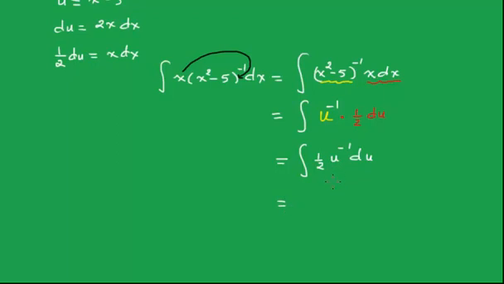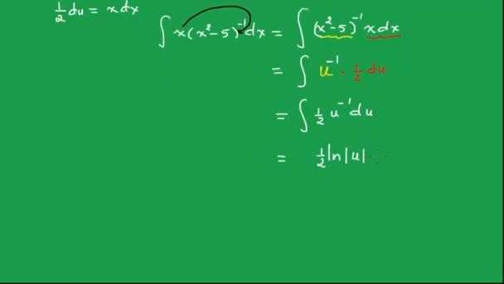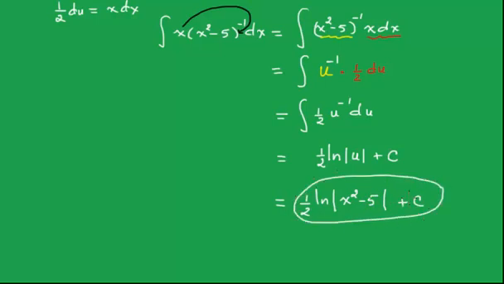However, what's an antiderivative of u to the negative 1? We know it's natural log of absolute value of u, and then since we have the constant 1/2 as a coefficient, we have to multiply the antiderivative by 1/2 and also add the constant of integration. And the very last step is to replace u by its expression, which is x squared minus 5, and then the constant. And this gives us the antiderivative we were looking for.